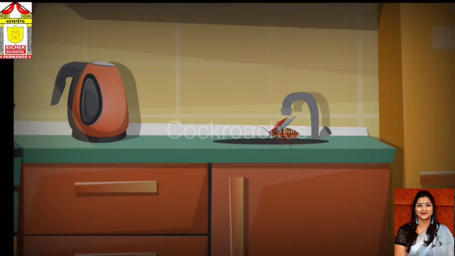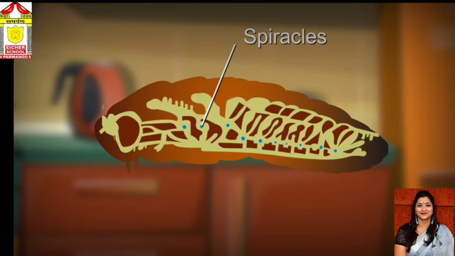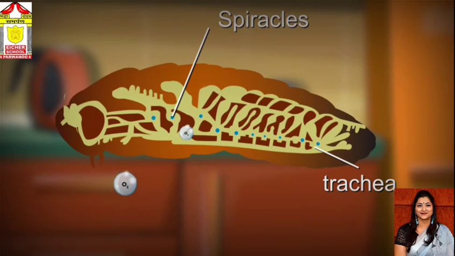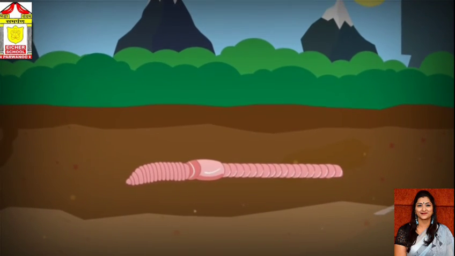Let us find out. A cockroach has small openings on the sides of its body. Other insects also have similar openings. These openings are called spiracles. For gaseous exchange, oxygen rich air rushes through spiracles into the tracheal tubes, diffuses into the body tissue and reaches every cell of the body. Similarly, carbon dioxide from the cells goes into tracheal tubes and moves out through spiracles. These air tubes or trachea are found only in insects and not in any other group of animals.